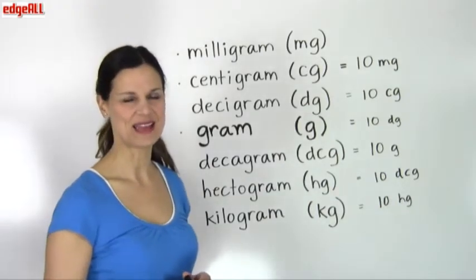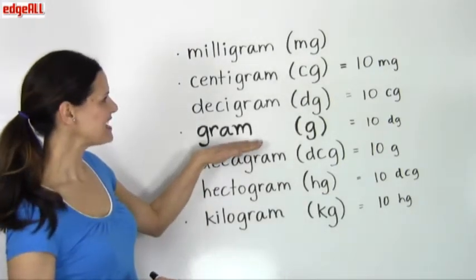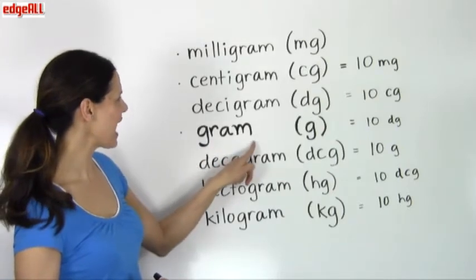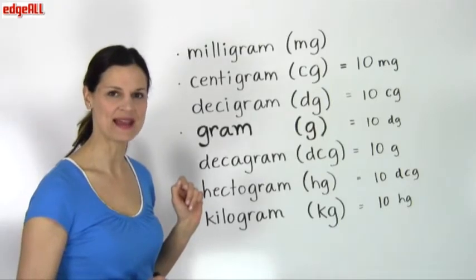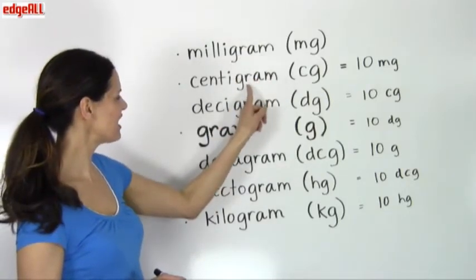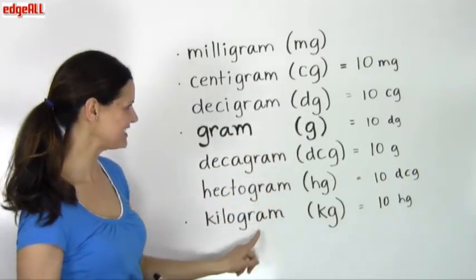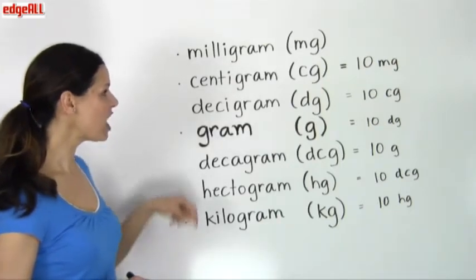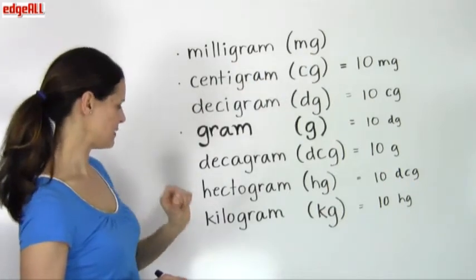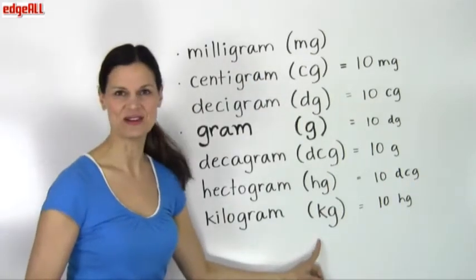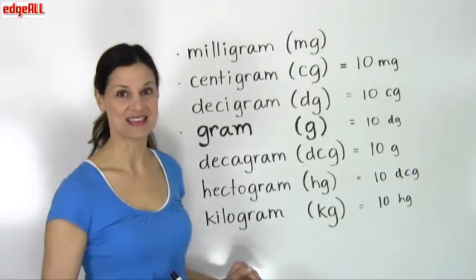So let's talk a little bit about these measurements of mass in the metric system. The basic unit of mass is the gram. And you can see that all of these measurements have gram as their suffix. Each of these measurements uses the word gram at the end here. The smallest unit of measure is the milligram, and the biggest is the kilogram.